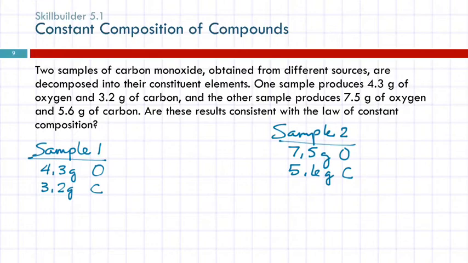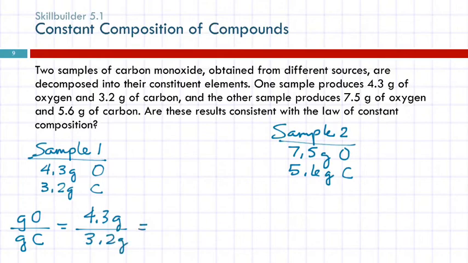We want to look at the ratio either of oxygen to carbon or carbon to oxygen. It doesn't matter as long as you do the same thing to both of them. I prefer numbers that are greater than 1. So I'm going to look at this and say, well, there's more oxygen, so I'm going to look at the mass of oxygen to the mass of carbon. So I'm going to do an oxygen to carbon ratio. So grams of oxygen divided by grams of carbon. So there's 4.3 grams of oxygen to 3.2 grams of carbon.